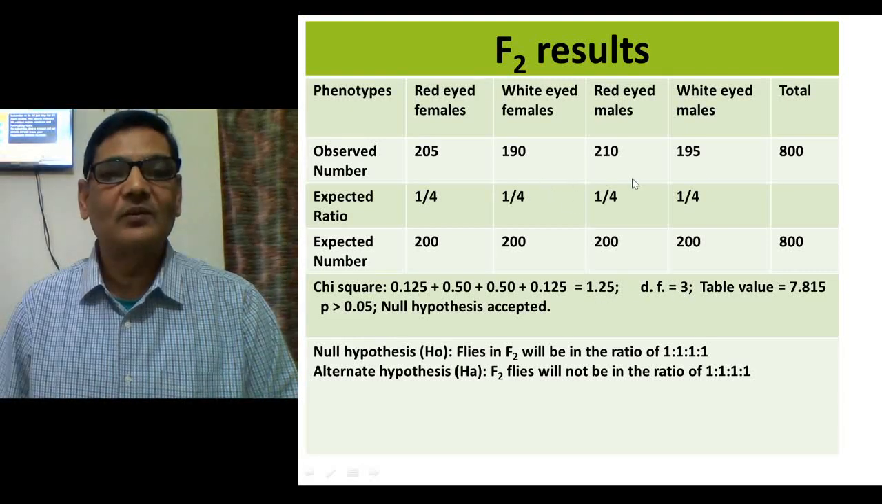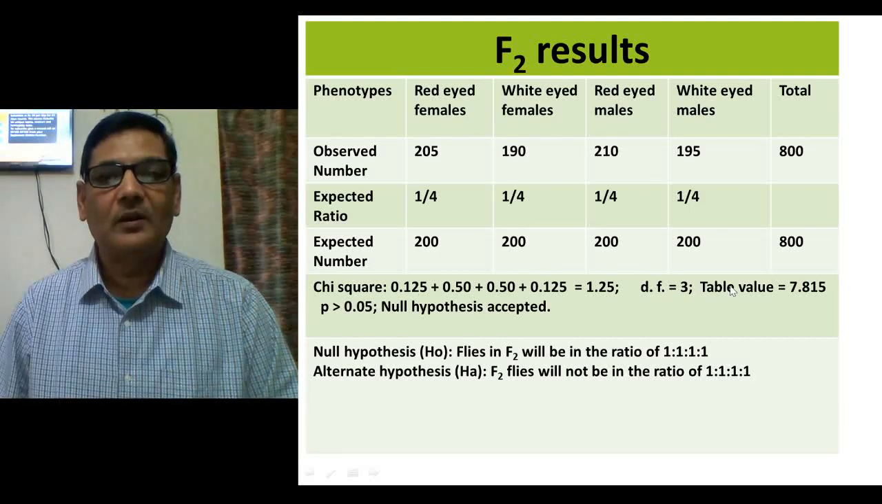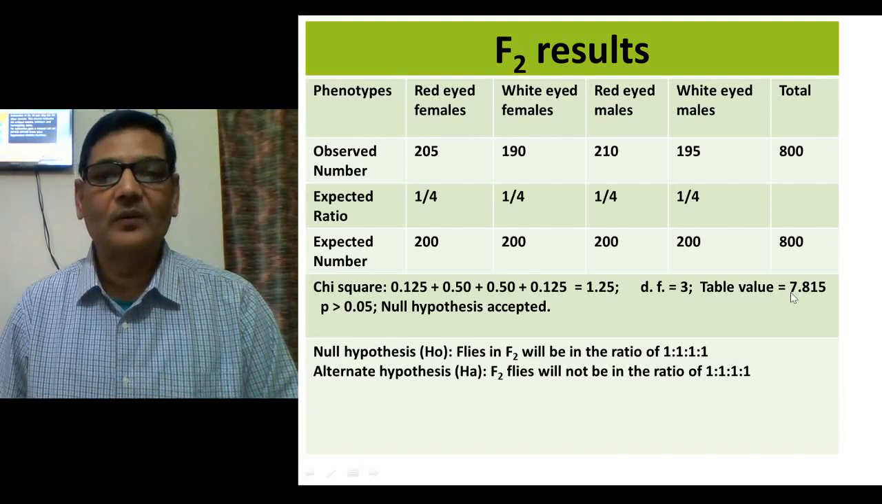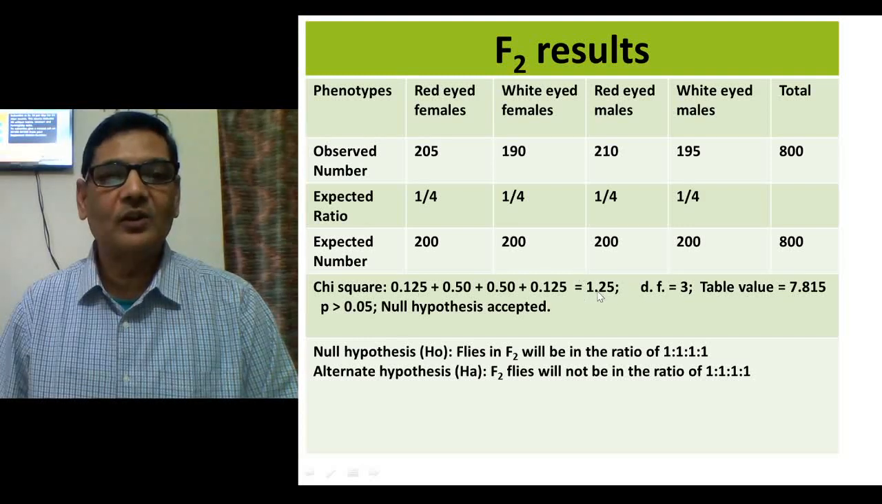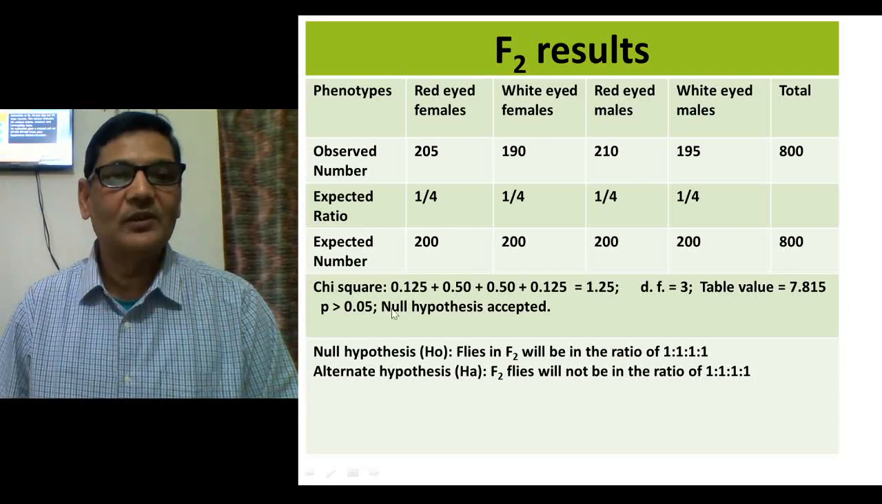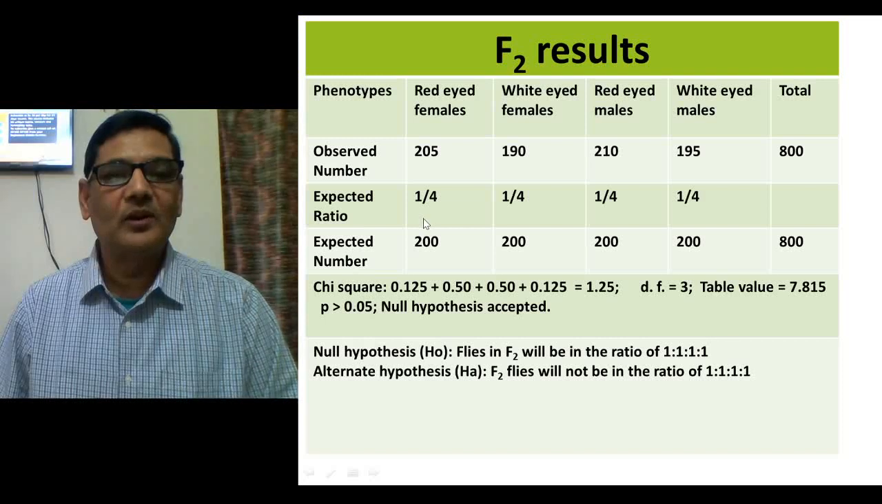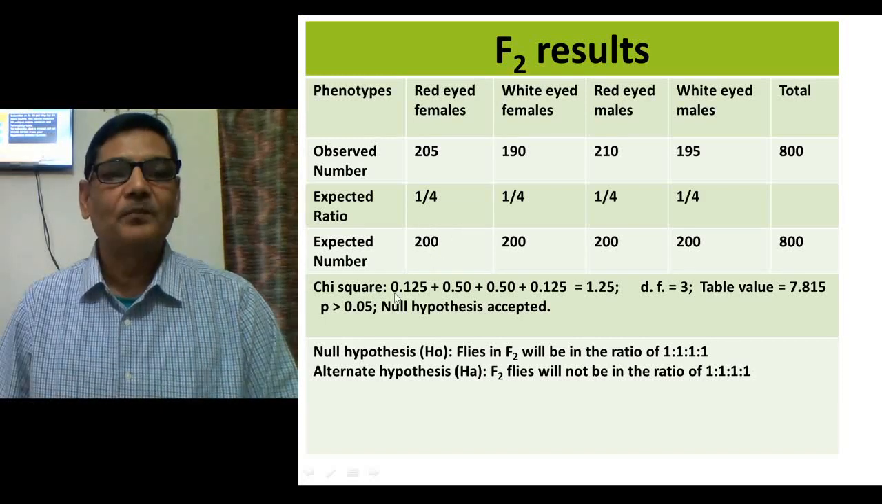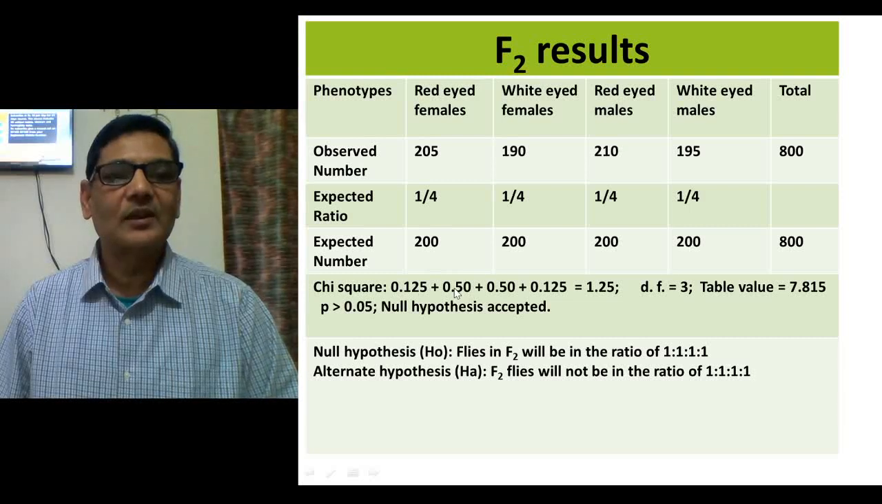Degree of freedom, since there are 4 different classes, will be 3, and the table value at 3 degrees of freedom at the 5% level is 7.815. So here you find that your calculated value is very much less than the table value, so you accept the null hypothesis. Your probability is more than 5%, and you accept that the F2 follows the 1:1:1:1 segregation pattern.